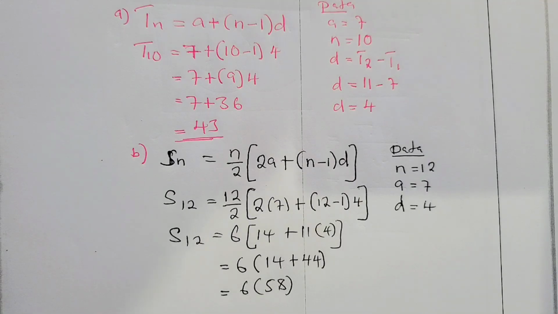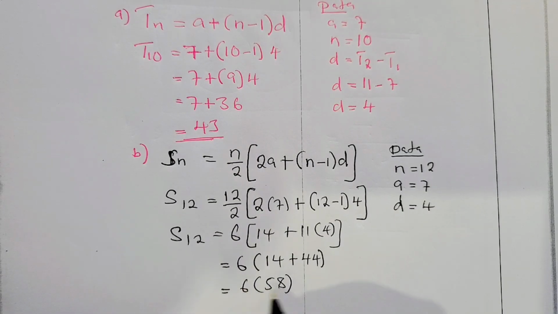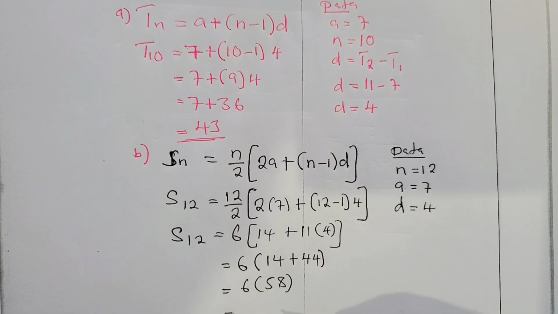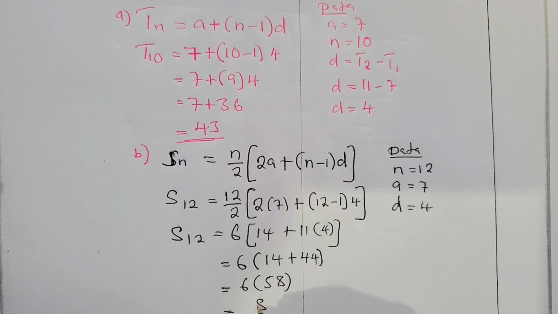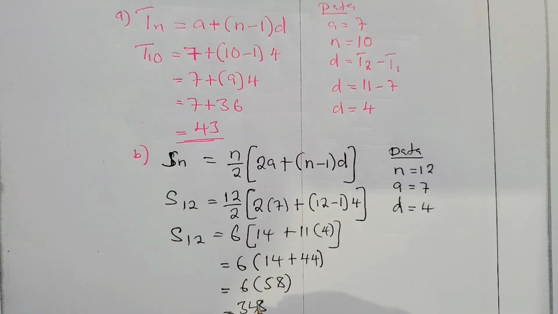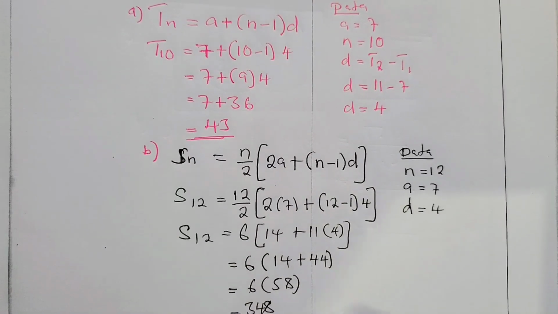Okay, 6 times 58. We are having 6 times 8, which is 48, so 8 carry 4. 6 times 5 is 30 plus 4, 34. So 348 is the answer.